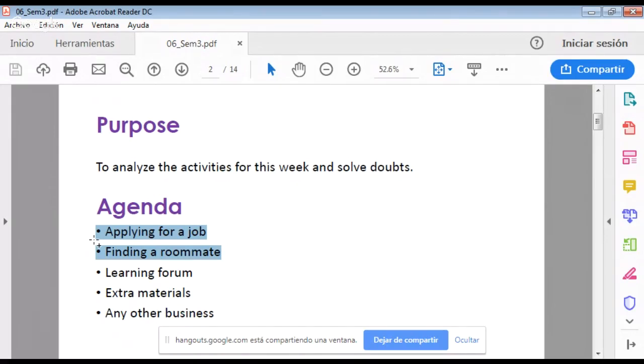Why? Because in applying for a job, you will be talking about yourselves, your habits, your routines, what time you wake up, what time you have breakfast, what time you do daily activities. And in finding a roommate, you will be talking about the same thing, but about a third person. That is to say, a she or a he. That's why the name of the activity is finding a roommate, because you are trying to find a person that can share the room with you.